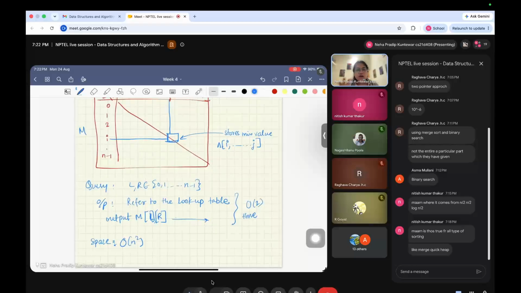Now the question comes, how do you construct this table and how much time does it take for constructing, which is what you were referring to, I think. So what is the time required to construct this table?